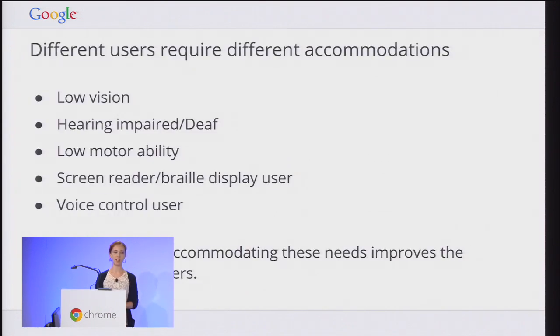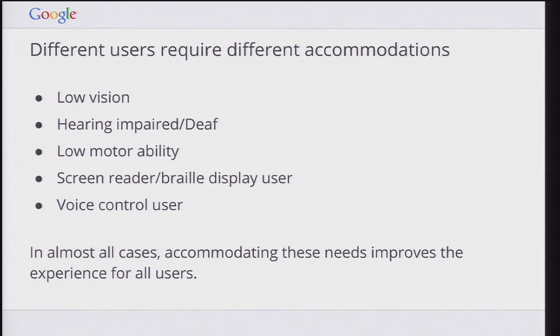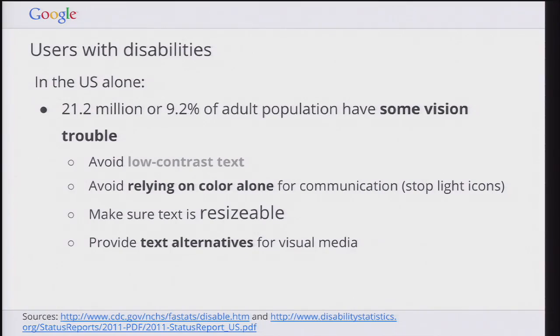So different users are going to require different things, obviously. So we have a bunch of different groups that we need to consider. Low vision, hearing impaired or deaf. Low motor ability, so this can range from having a tremor or having poor motor control right through to having no use of your hands at all. Screen reader or braille display user, I'll get more into that later. And voice control user, so this is the extreme end of lack of motor ability. And in almost all cases, accommodating these needs improves the experience for everybody.